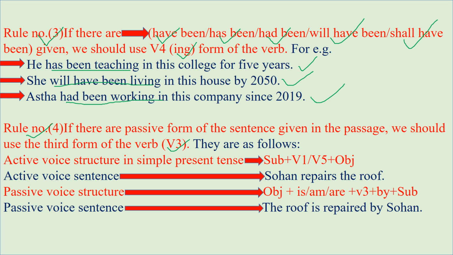Active voice structure in simple present tense. The rule is subject plus V1 or V5 plus object. Active voice sentence: Sohan repairs the roof. Passive voice structure: object plus is, am, are plus verb 3 plus by plus subject. Passive voice sentence: The roof is repaired by Sohan.